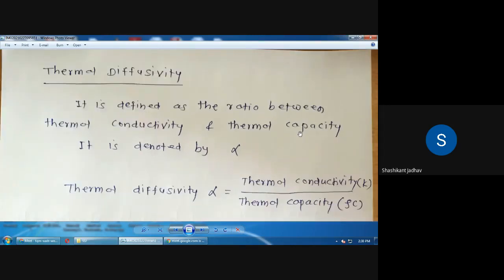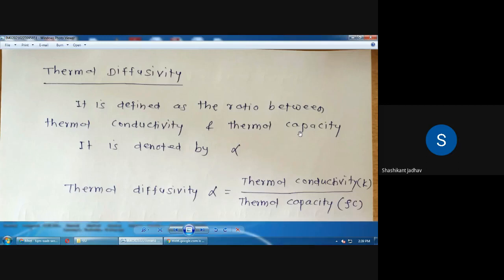In yesterday's derivation there is one point, thermal diffusivity. We have written the equation for that, alpha is equal to K by rho C. So what is the definition of thermal diffusivity? It is defined as the ratio between thermal conductivity and thermal capacity. Write down the definition, because in yesterday's lecture instead of K by rho C we have taken alpha. That alpha is nothing but thermal diffusivity.